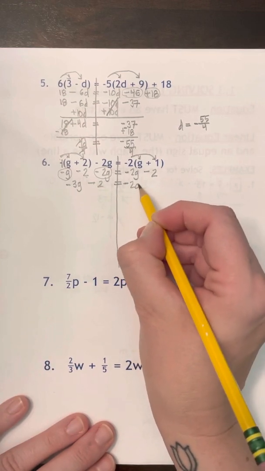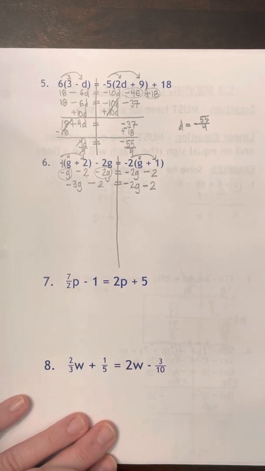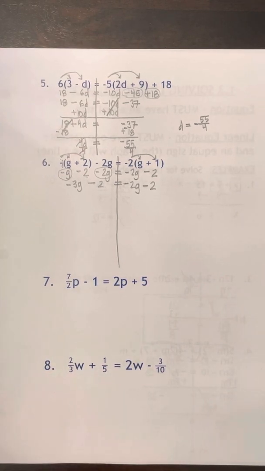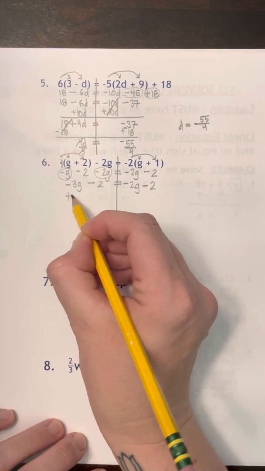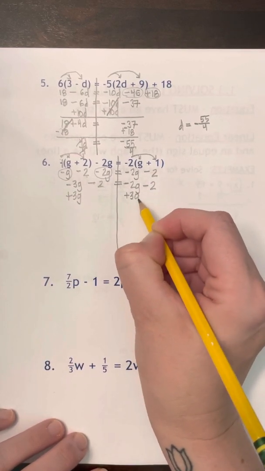On the other side hasn't changed. All right, so I have variables on both sides. I want to get them on one side. So remember, I want to move the smaller one. Negative 3 is smaller than negative 2, so I'm going to move that one, which means I'm going to add, so plus 3g on each side.